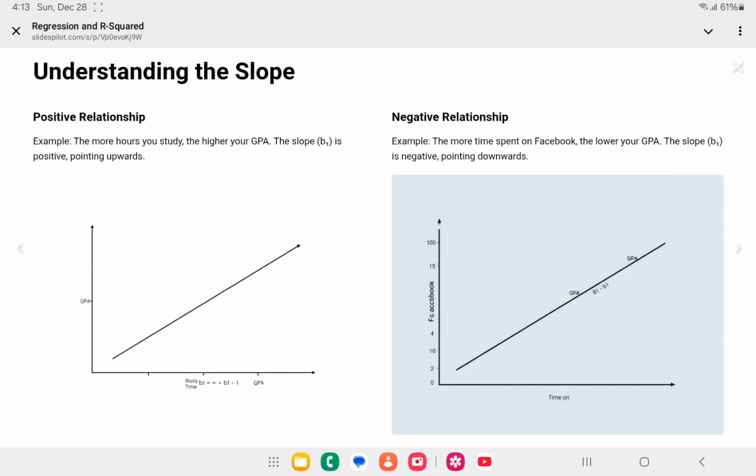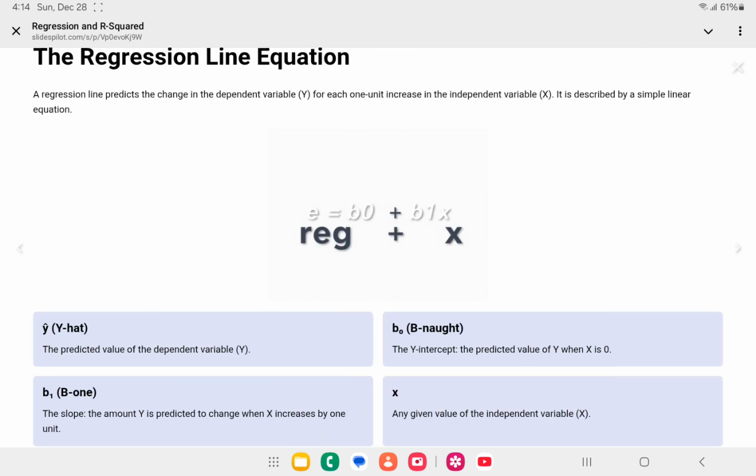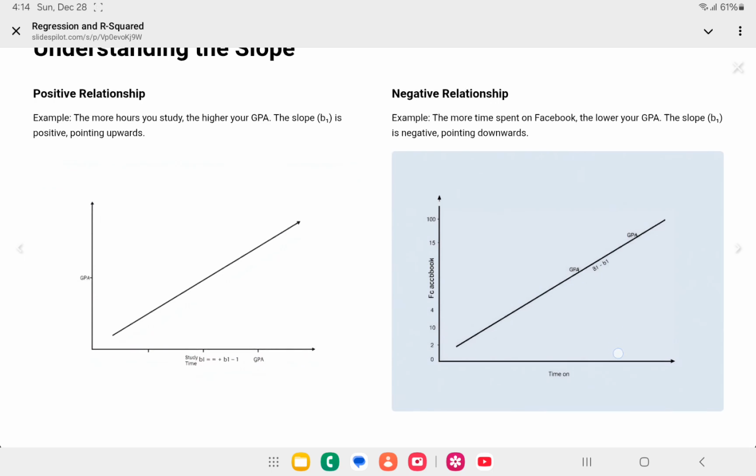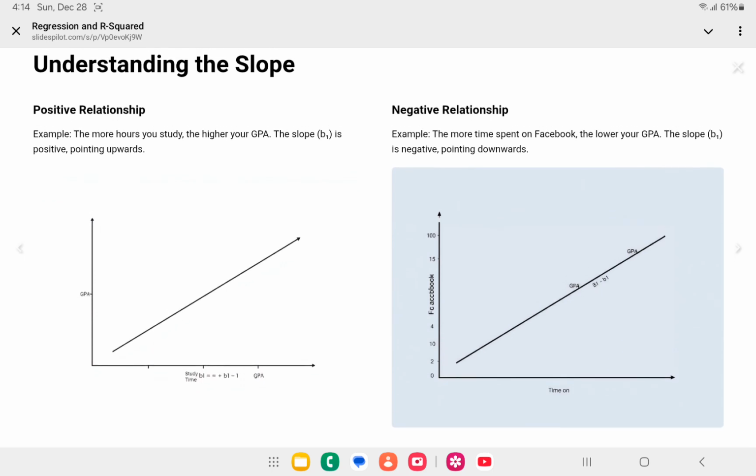The regression line can be described using this formula, where y hat is the predicted value of y, b naught is the y-intercept, b1 is the slope, and x would be any value of x. If we go back to the first example, y hat would be GPA because GPA is listed on the y-axis. And since study time is listed on the x-axis, x is equal to any value of study time. b naught is always equal to the y-intercept, and b1 is always equal to the slope. Notice how the slope is pointing upwards. Because of this, we have a plus sign written in the formula.